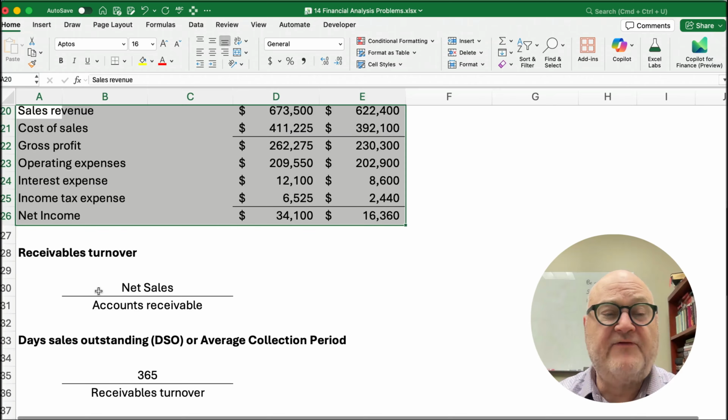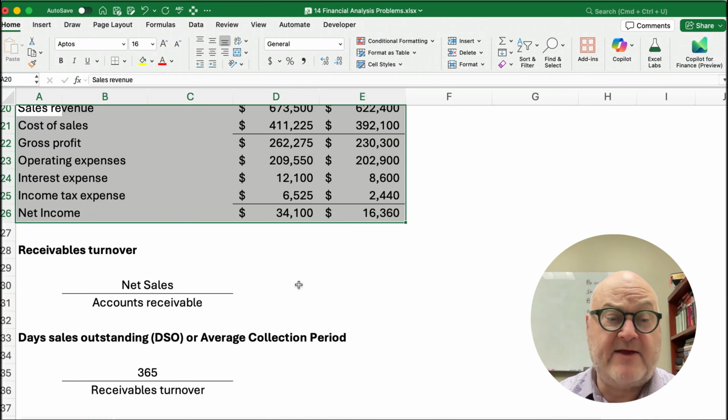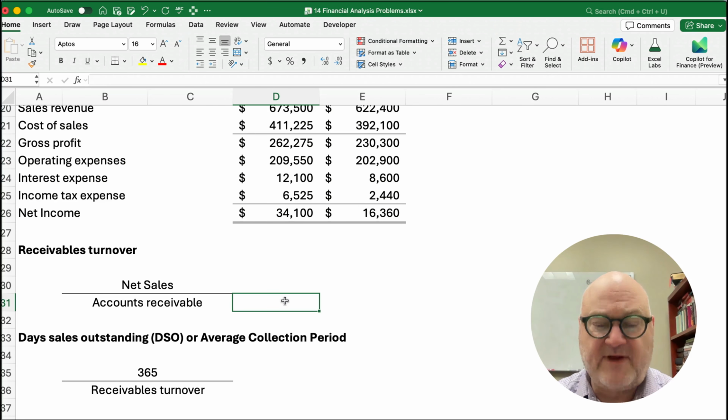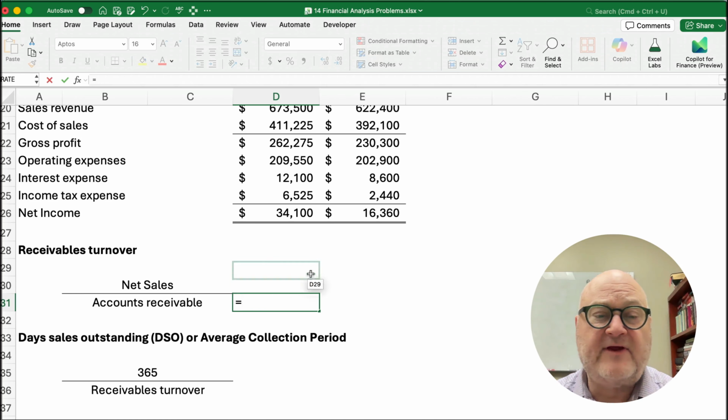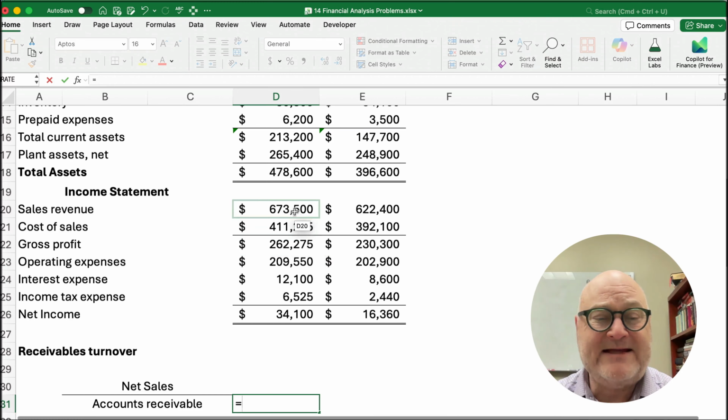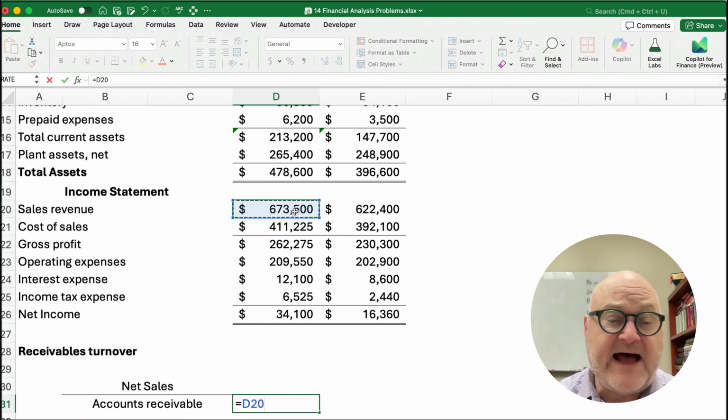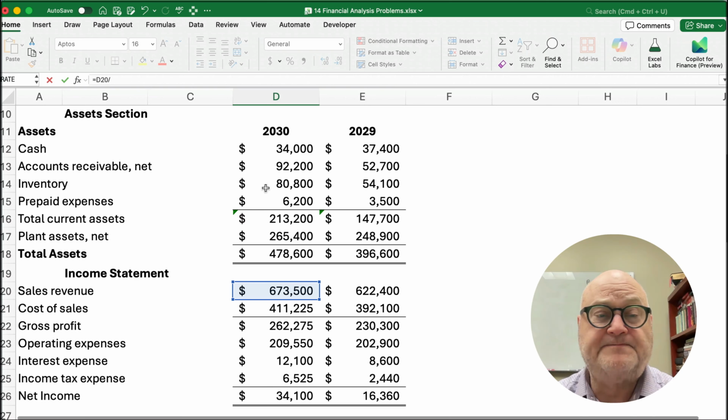Now, let's do the first two together. They go together. So receivables turnover is the idea, hey, how much receivables do we have versus how much sales do we have? So we're going to take our sales, or our net sales, our total revenue, however you want to say that, divided by our accounts receivable. So net sales is the top number on the income statement divided by our accounts receivable.